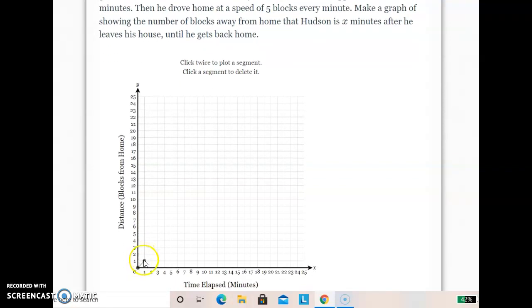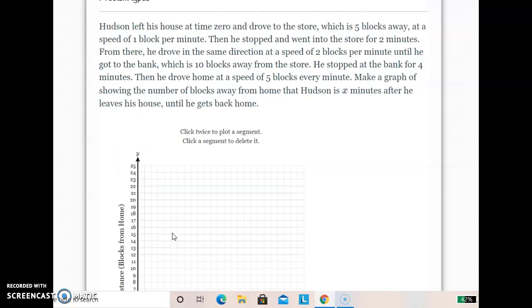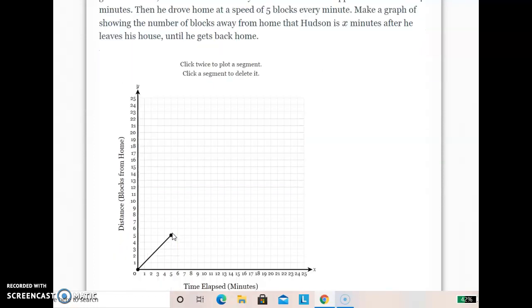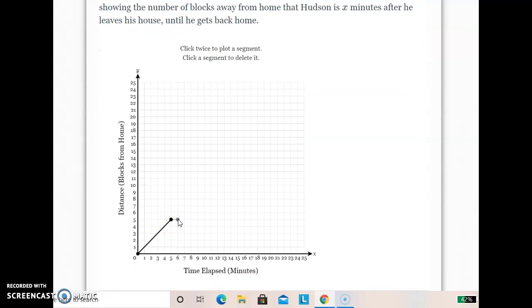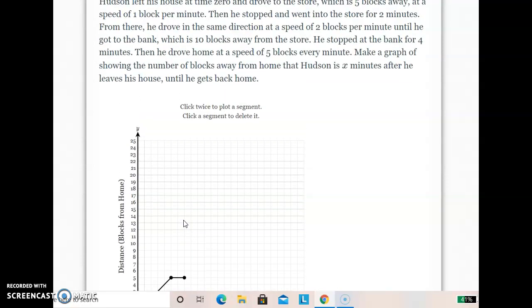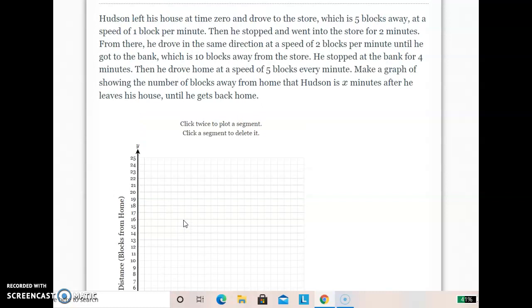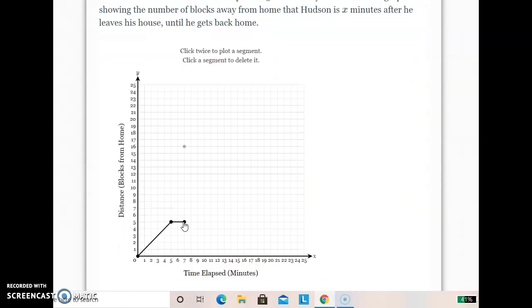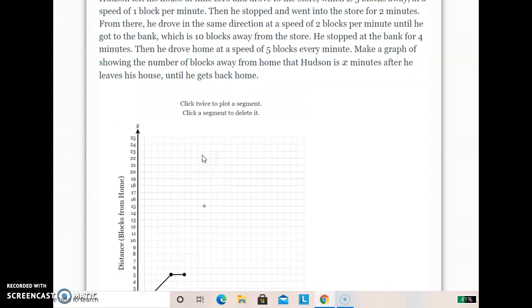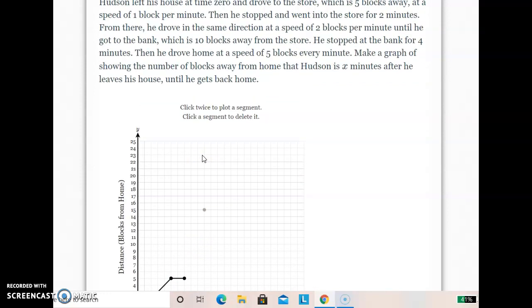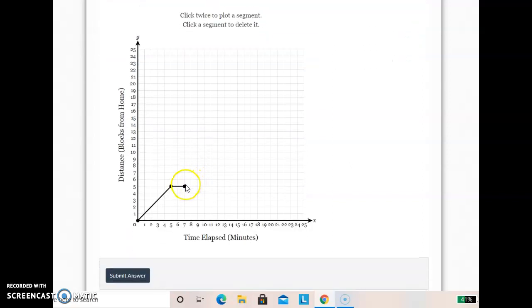He is going 1 block per minute, and my total is just 5 blocks away. So I need to go 5 blocks, but 1 per minute. So 1, 2, 3, 4, 5. He then stopped and went into the store for 2 minutes, meaning he didn't change his distance at all. So for 2 minutes, he's just at the store. After he was at the store, from there he drove in the same direction, which means I just want to keep going up further away from his house. He drove in the same direction 2 blocks per minute until he got to the bank, which is 10 blocks away. So from here, I'm going to go 2 blocks per minute until I get 10 blocks away.